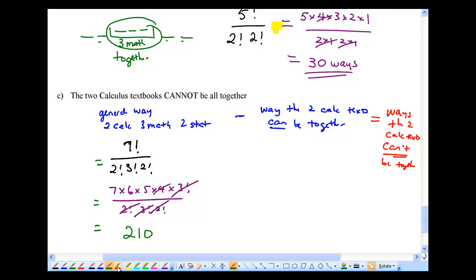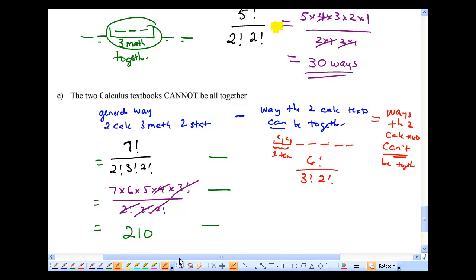Let's do the other one here. So we have a minus, the number of ways 2 calculus texts can be together. If the 2 texts are together, let me just quickly draw a drawing. The 2 texts, calc, calc, and then we have the 3 math and the 2 statistics. So treat it as one item. So we have 1, 2, 3, 4, 5, 6. So that'd be 6 factorial, divided by 3 factorial for the 3 math books that are alike, and 2 factorial for the 2 statistics books. The one big book of calculus, which we treat as one object, nothing's alike.